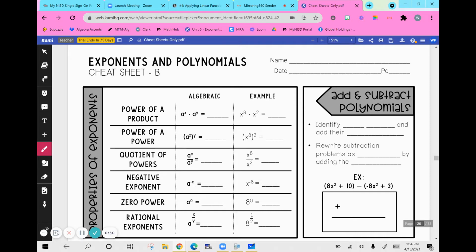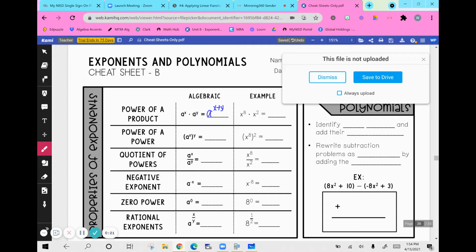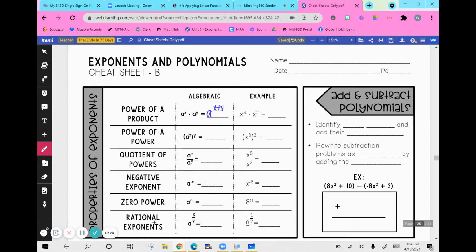So power of a power means that you're multiplying like bases. So what you do is you add the exponents. So here it would be a to the x plus y. But what that looks like over here is that when you say x to the 8th times x squared, you're actually just going to add those exponents. So you're going to say x to the 8 plus 2. So that's x to the 10th power. So we're going to say add exponents here so we don't forget.